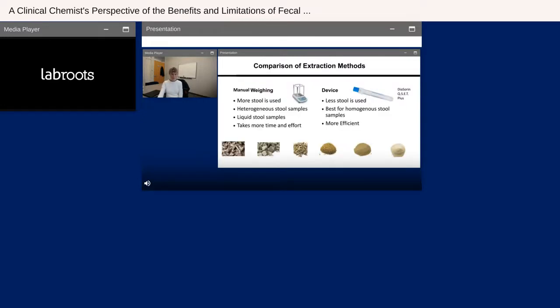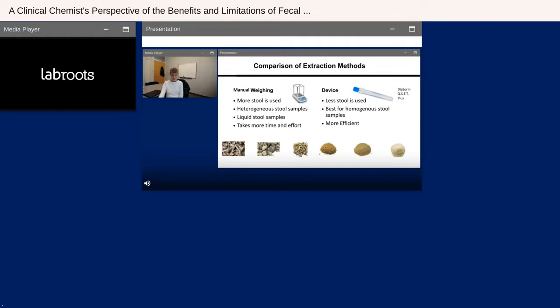So if we compare the two processes, for manual weighing, more stool is used. Because of this, it's often better for highly heterogeneous stool samples. Manual weighing is also better for liquid stool samples because, if you can imagine, the liquid stool sample is going to drip off the wand, and that could be problematic. The only issue with manual weighing is that it takes more time and effort.